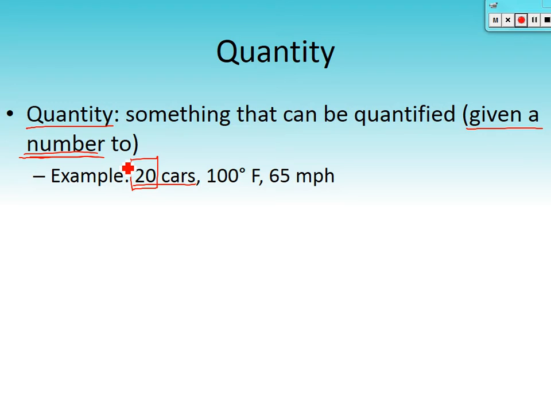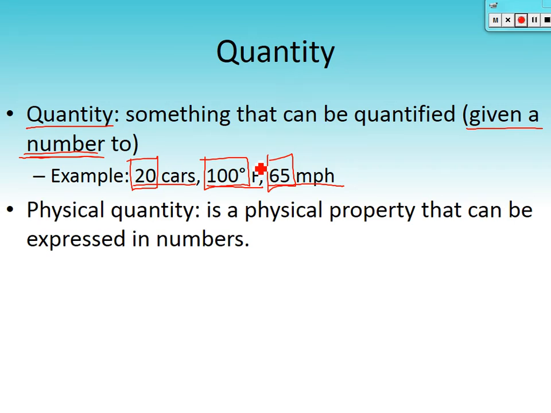There's a lot of things that can be quantified. Temperature, obviously. It's a really hot day. You look at the thermometer, it's 100 degrees Fahrenheit. Well, because you can put a number to it, that's a quantity. Your velocity or speed, also you can put a number to it. 65 miles per hour. Well, you put a number to it, it's a quantity. So anything you can put a number to is a quantity.